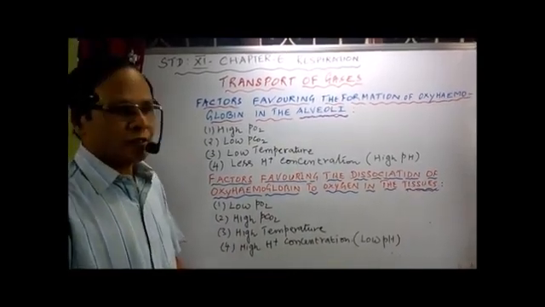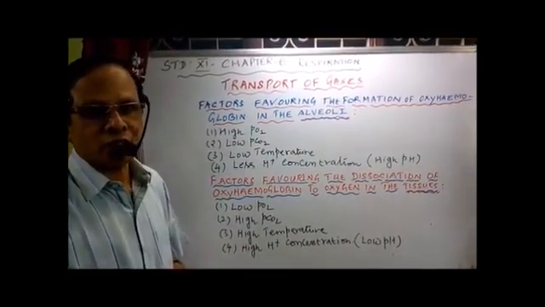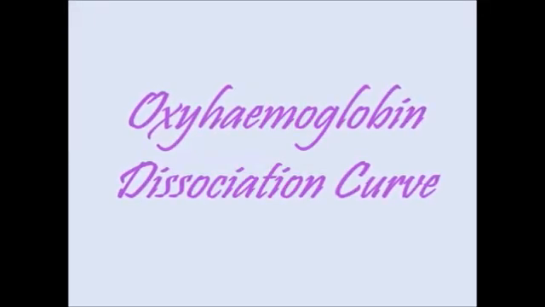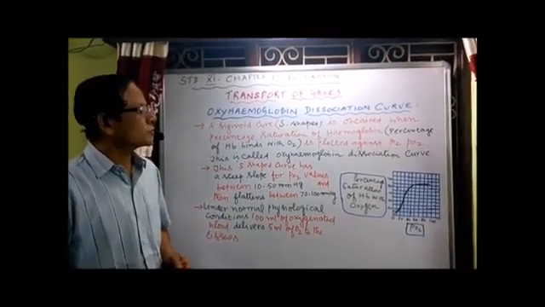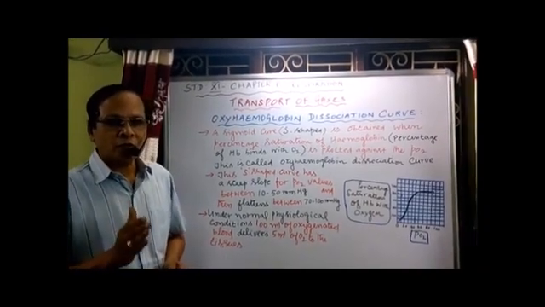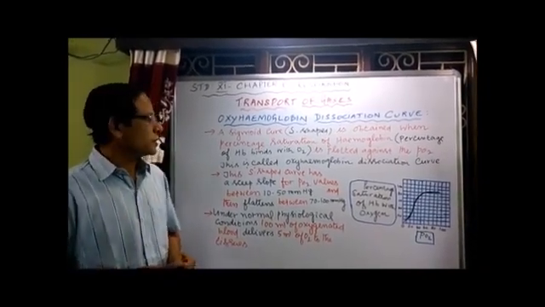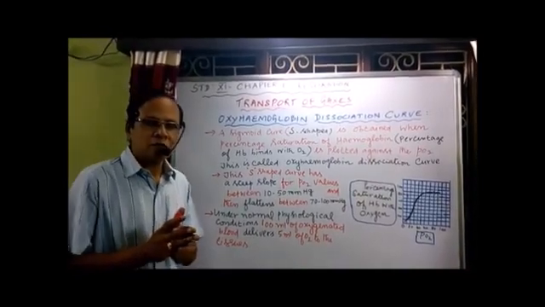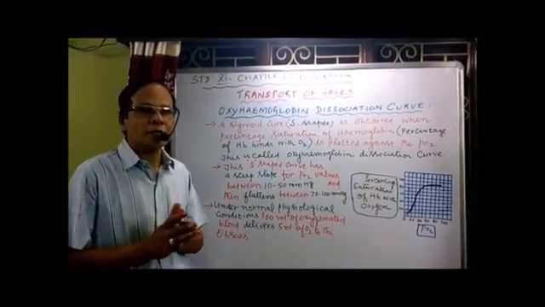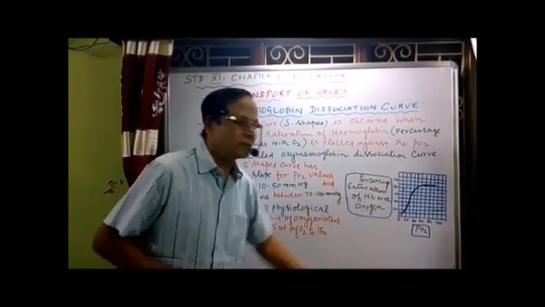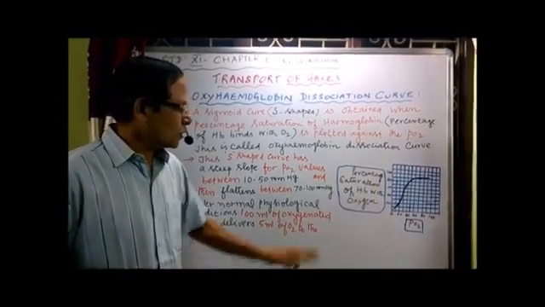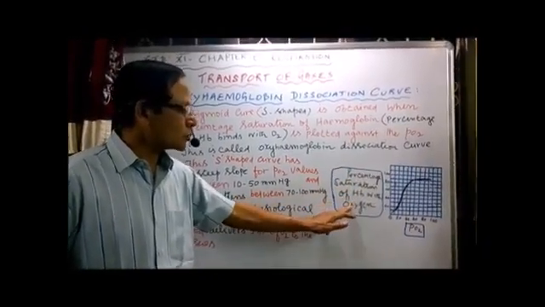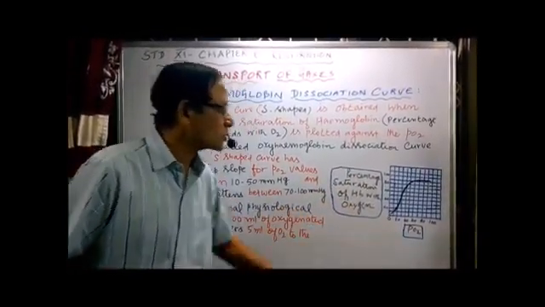Okay, let's go for the next one, the oxyhemoglobin dissociation curve. What is the oxyhemoglobin dissociation curve? A sigmoid or S-shaped curve is obtained when the percentage saturation of hemoglobin is plotted against the partial pressure of oxygen. So we are taking two units and they are being plotted in a graph. One is the percentage saturation of hemoglobin with oxygen and the second one is the partial pressure of oxygen.